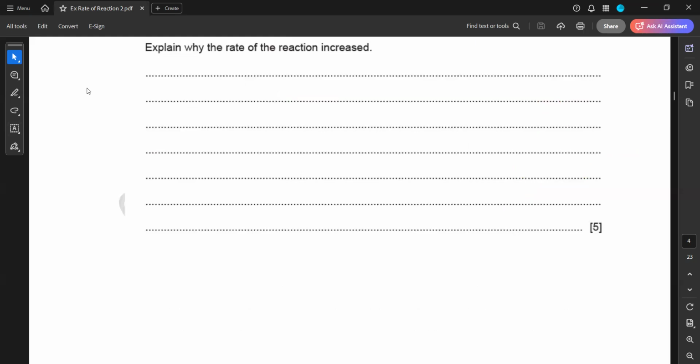Yeah, the product is having less energy in an exothermic reaction, so the remaining energy is going to the surrounding, and that surrounding is the mixture.